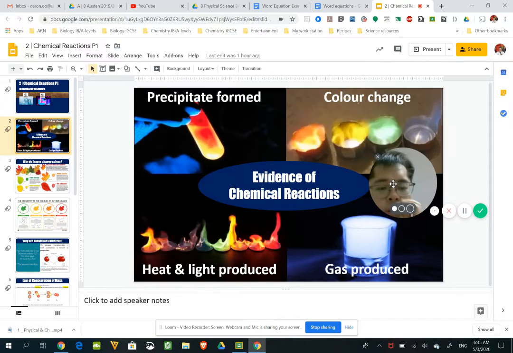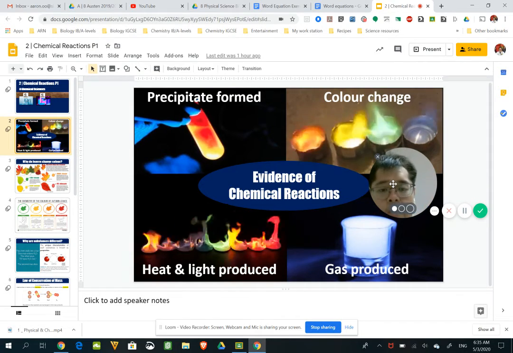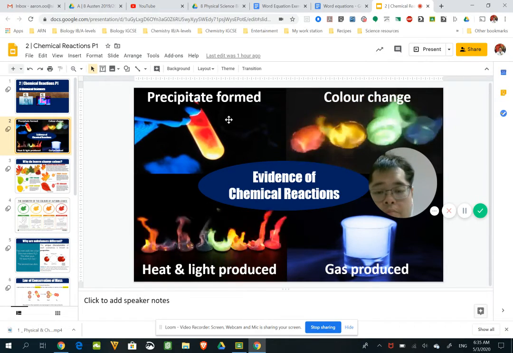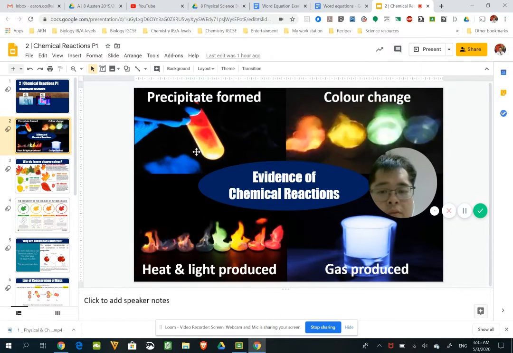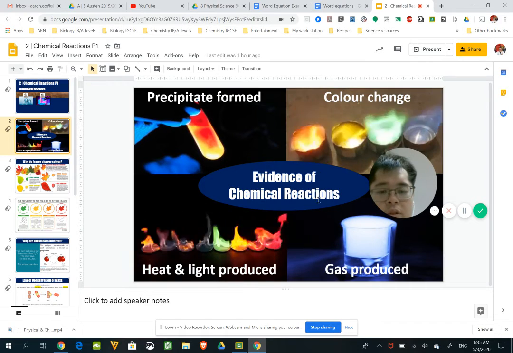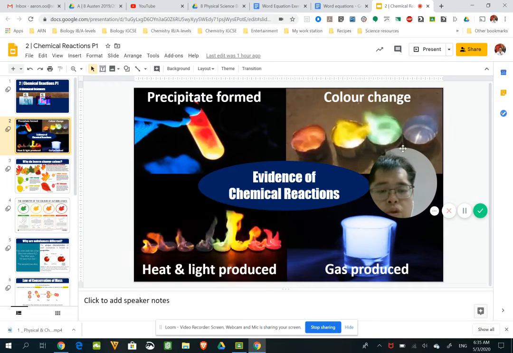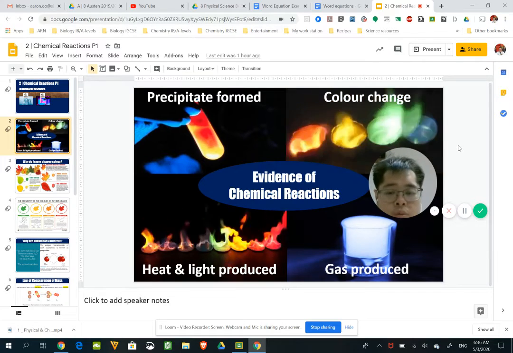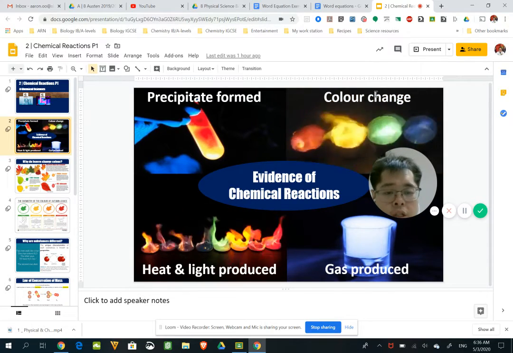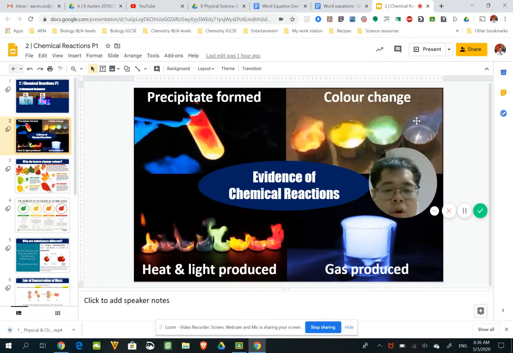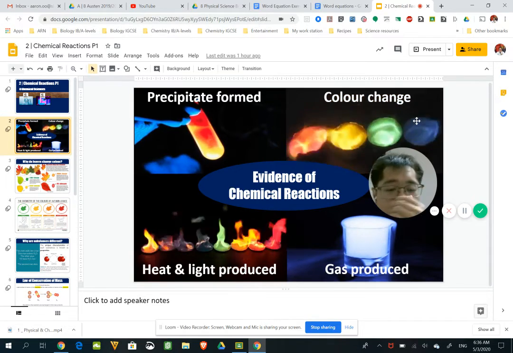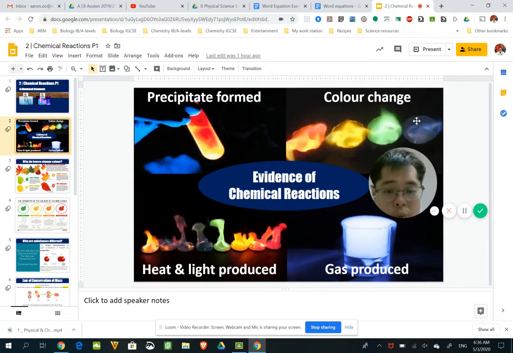There are four different types of evidences that you can see in a chemical reaction. Precipitation being formed, all right, and also you can see a bit of light and heat, and most of these GIF images here will show you that there is a color change, that there is heat being produced as well. Okay, so color change is, as we see, one of the most obvious evidences. Heat and light produced, as we have mentioned, and the production of gases too.